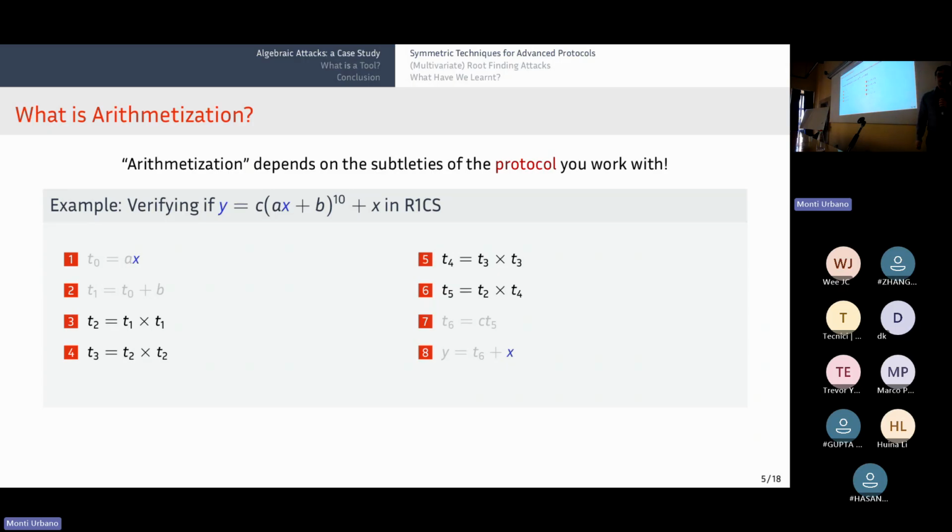In this case, what you also need to keep in mind is that when you make an arithmetization, you also have a cost function associated with it. For the specific case of R1CS, multiplication by constants and additions are basically free. However, multiplication costs you. So here it would cost you 4 of these R1CS constraints.